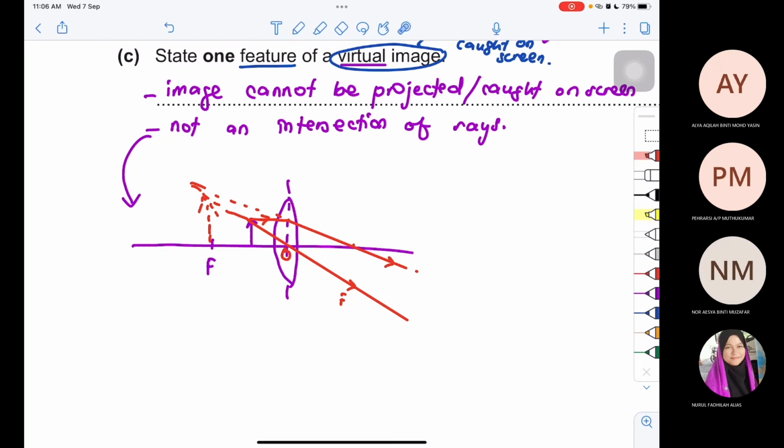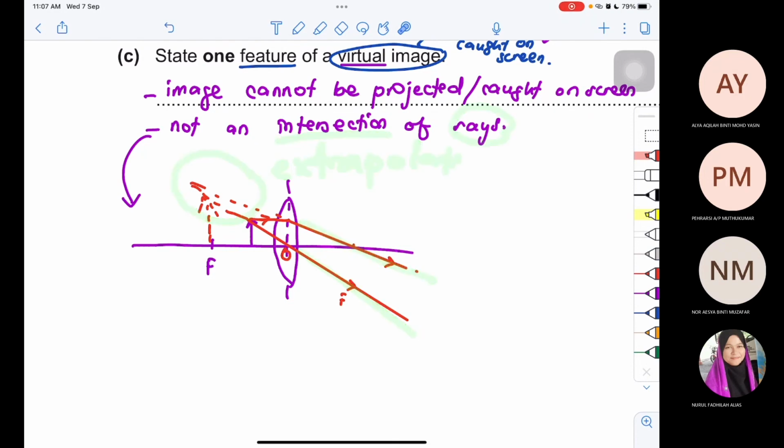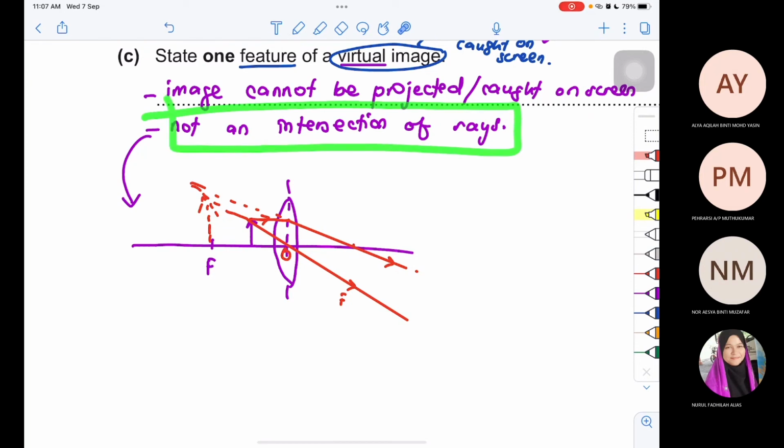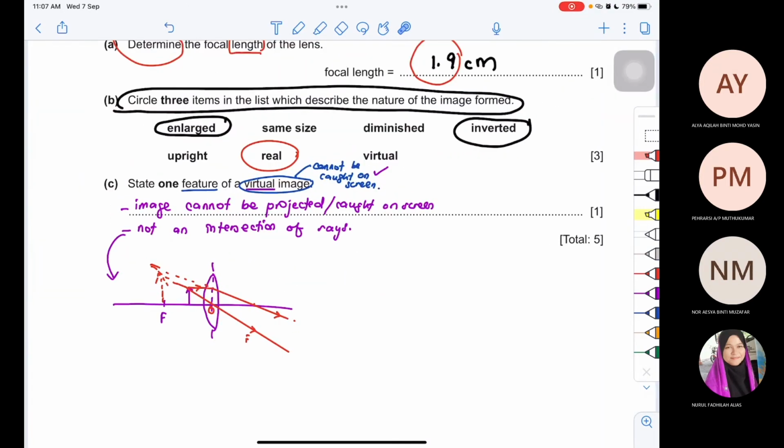Jadi apa yang dia cakap ni? Not an intersection of ray. Maksudnya yang dua ni dia tak intersect. Yang intersect adalah line yang putus-putus yang kita buat ni. Yang extrapolation ni. Extrapolation ni yang intersect. Bukan the rays. Itu maksud yang ni. Ataupun kita kata light rays do not pass through image. Light rays do not meet. Okay. Alright. So I think that's all for today.